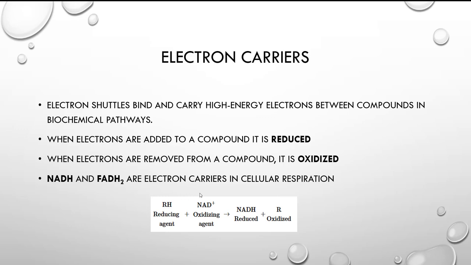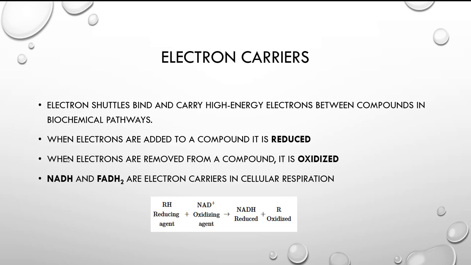And these electrons get carried throughout the whole process of cellular respiration, which is why we need to talk about them. We have two important molecules that are electron carriers in cellular respiration: NADH and FADH2. And you don't have to remember the full name. I don't even remember the full name.